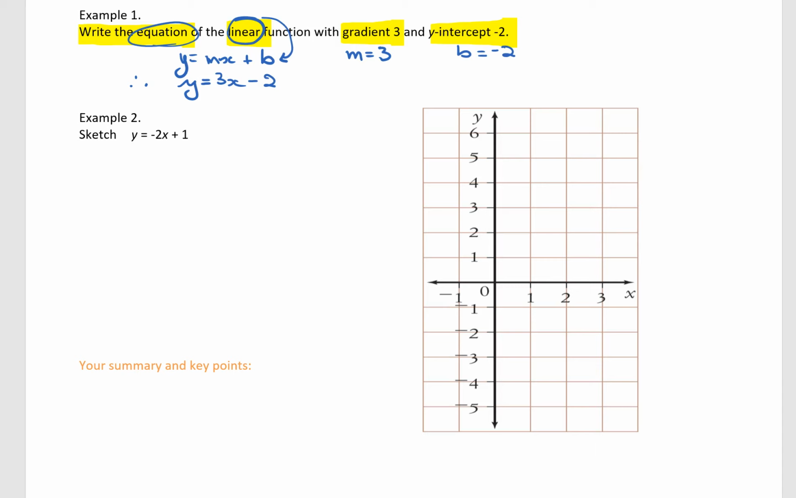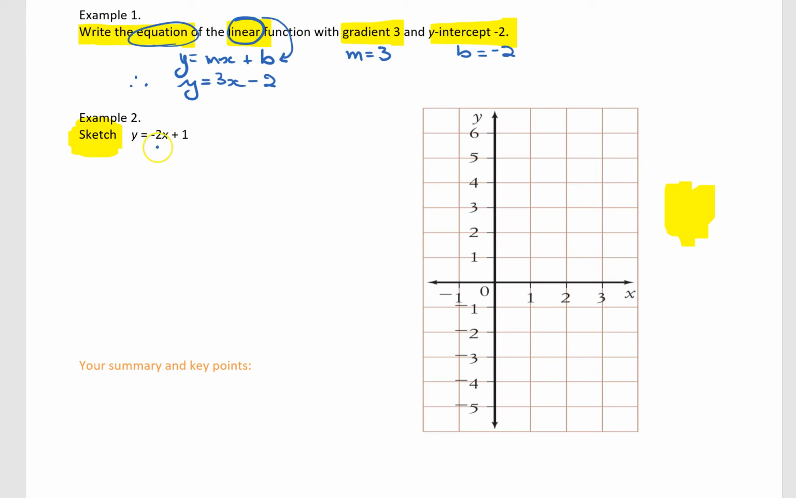Example 2, it says sketch y equals minus 2x plus 1. Again, what's important? It's important to read the word and register what that word means. If you're drawing a sketch, you'll be given some graph paper, or you'll draw up your number plane, your x and your y axis. Together this is called a number plane. We can get a bit of an idea about our graph before we even start a table of values by looking at the features.